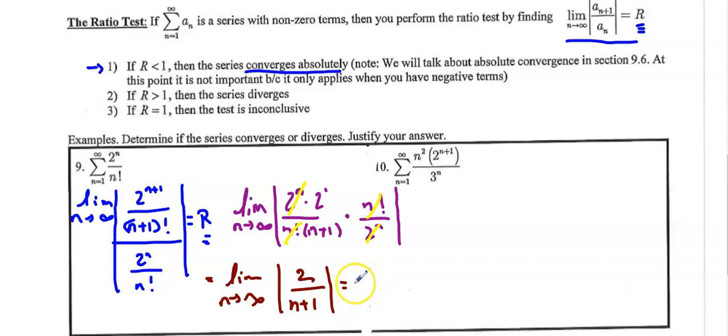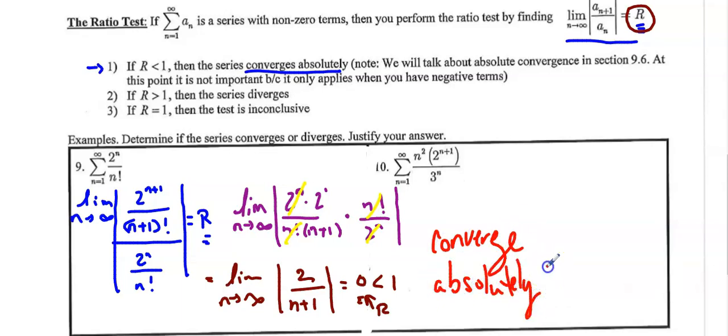Therefore, this limit is going to be equal to 0. And since this limit is less than 1, this is our r value that we found in our equation. It's right here. That's the r value. So in this case, we get to the 0. And so our limit is equal to 0, which is less than 1. Therefore, I can now conclude that this series is going to converge absolutely.